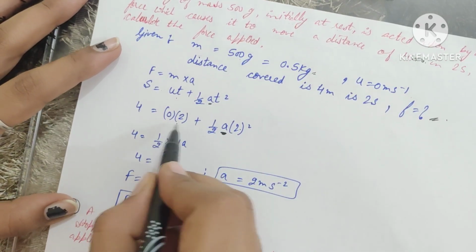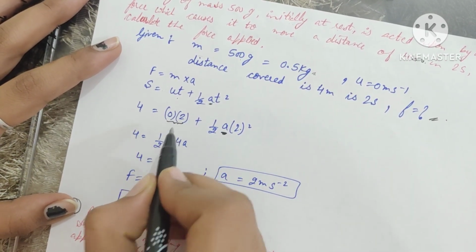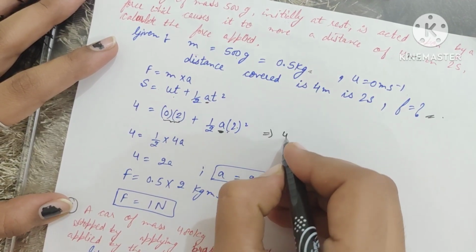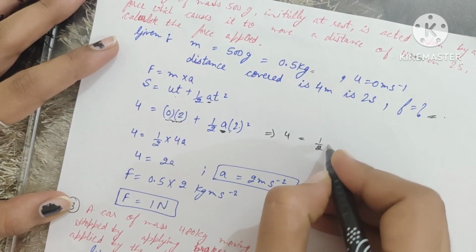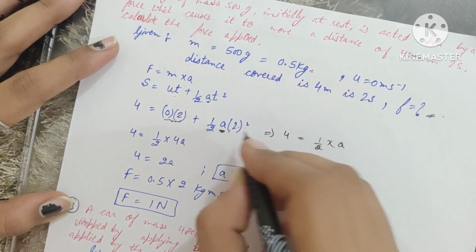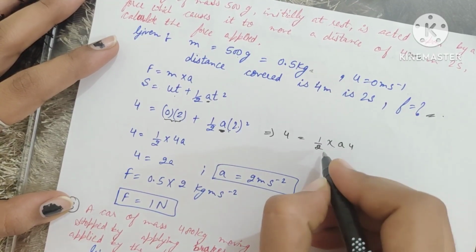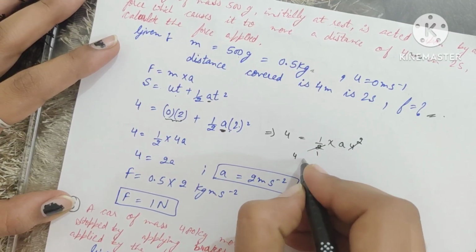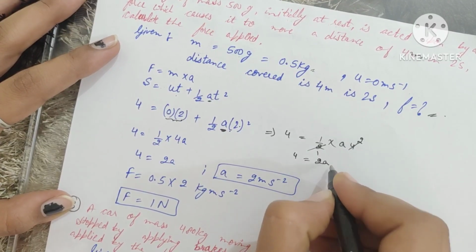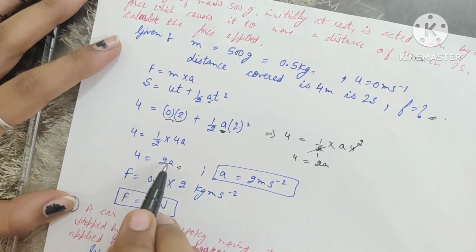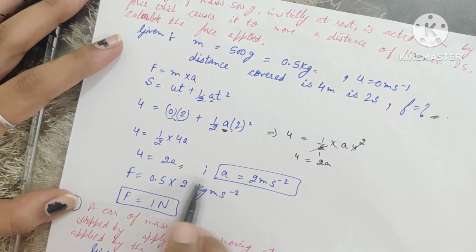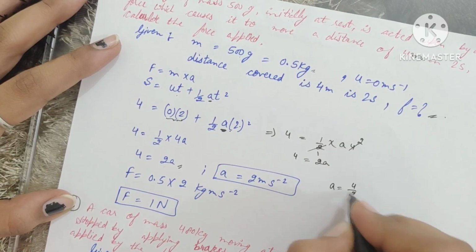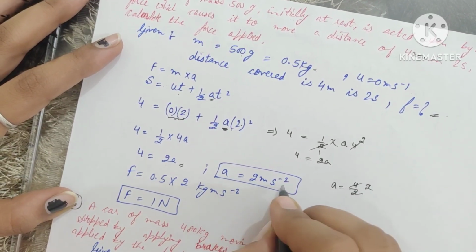So after rearranging all these, the u term will become 0. After rearranging, you will get 4 is equal to 1 by 2 into a into 2 to the power 2. Now you can cancel: 2 ones are 2, 2 twos are 4. It is actually 4 is equal to 2a. This 2 is in multiplication form, so it will be divided when it goes to the other side. So 4 by 2 is 2 meter per second square.